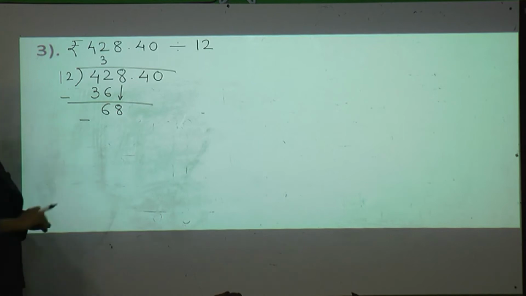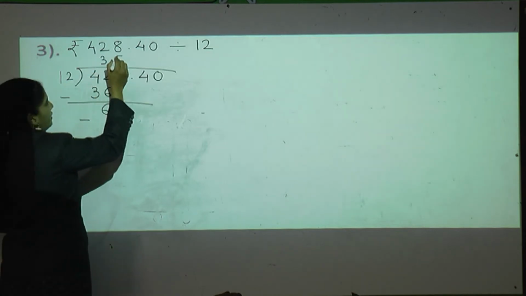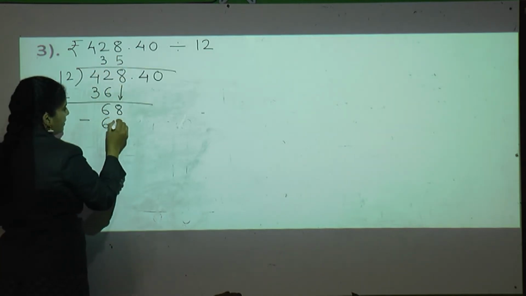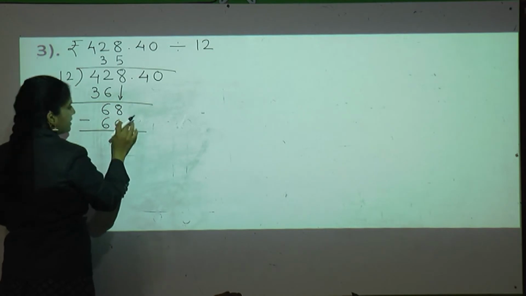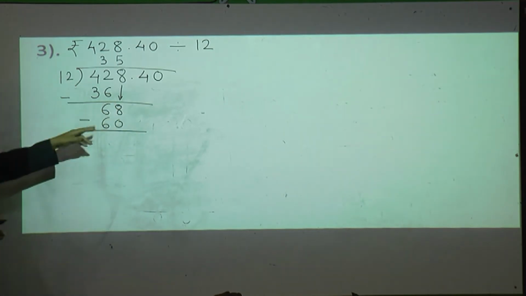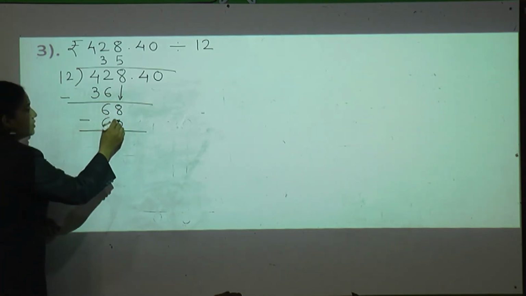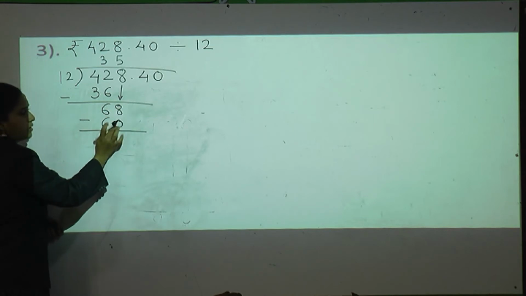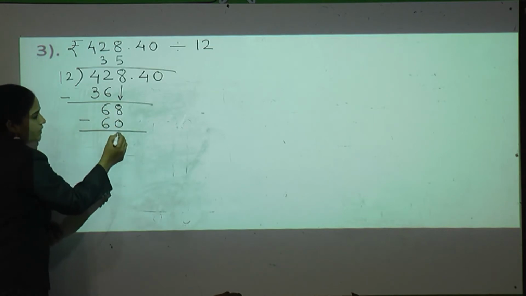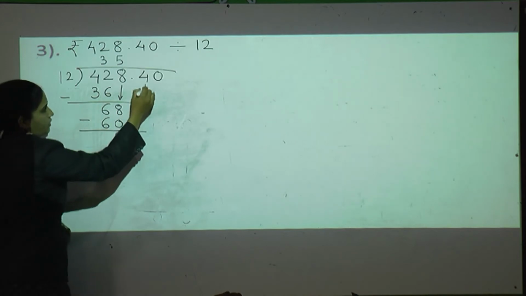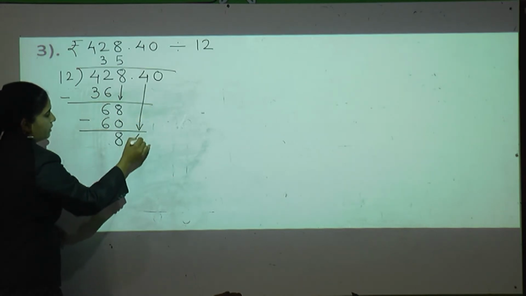Now, is 68 in the table of 12? No. So that's why take 12 5s are 60. 60 is less than 68. That's why I have taken here 60. Now, subtract 68 and 60. What will you get? 8. This 4 will come here.